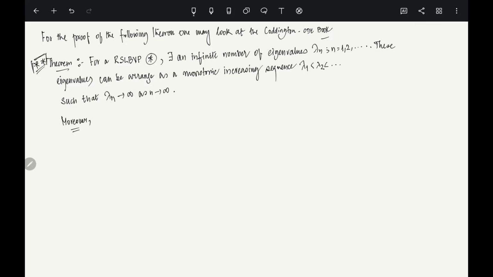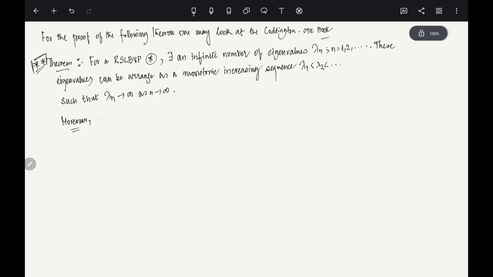Okay, so first of all, what it is saying is you have an infinite sequence of eigenvalues, and of course corresponding to each lambda you also have eigenfunctions. Now what are the properties of lambda n? You can arrange them in such a way that lambda n is a monotonically increasing sequence, and it goes to infinity as n tends to infinity. Moreover, you can say something about the zeros.